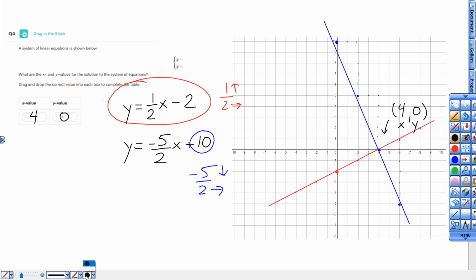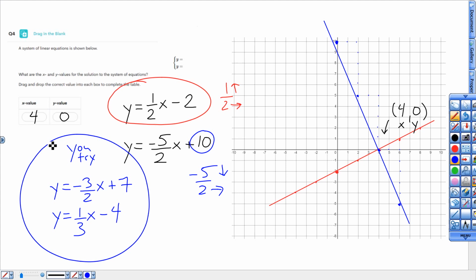All right, the ones in blue, I'm going to have you try. Here we go. I'm going to give you y equals. All right, that's the in class one. All right, moving on.